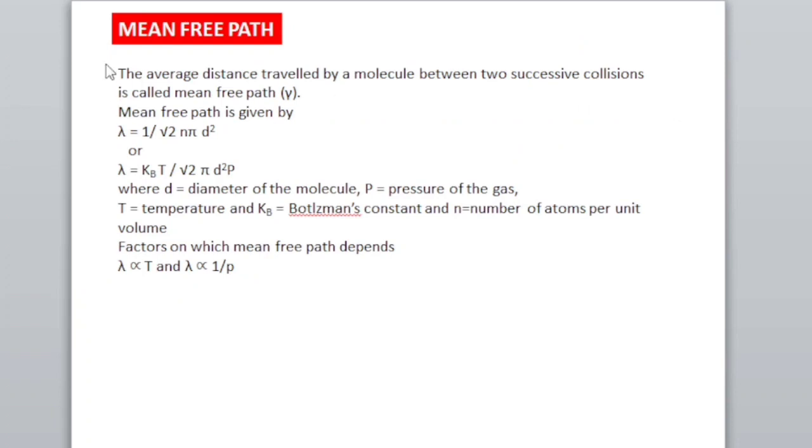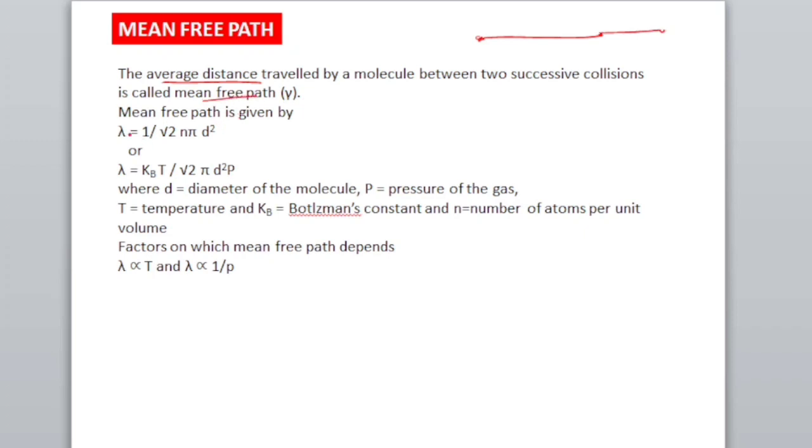Okay. Now, the last small topic is, what do you mean by mean free path? Mean free path is what? The average distance traveled by a molecule between two successive collisions. This is called mean free path. The average distance traveled by a molecule between any two successive collisions is called mean free path.